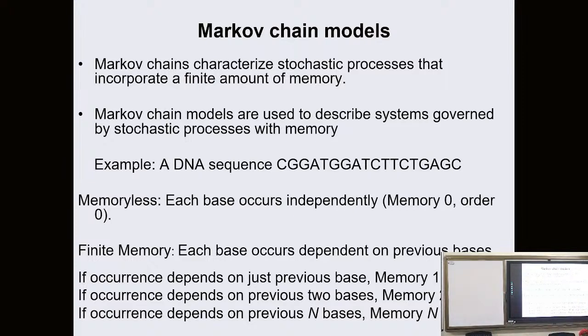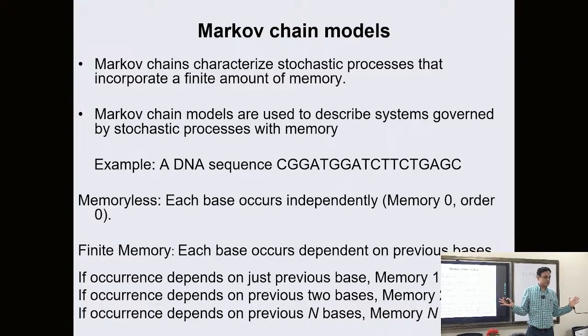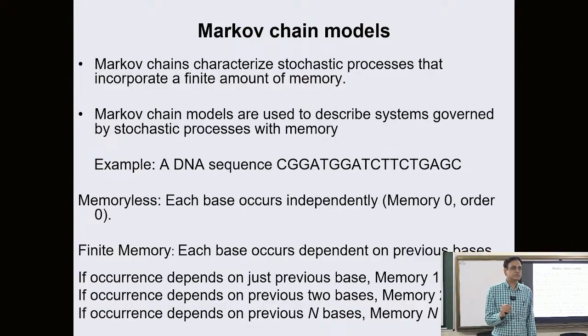So let's consider a DNA sequence, which is C, G, G, A, T, and so on, and the last is G, C. If each base occurs independent of the other, which means there is no memory, they do not have memory of the previous base, then the model is of order 0. The system has memory 0. With finite memory, each base occurs dependent on some previous bases. So there is some memory of the previous bases.